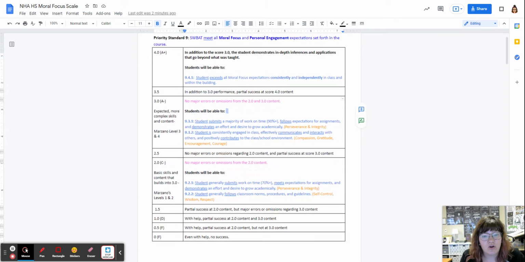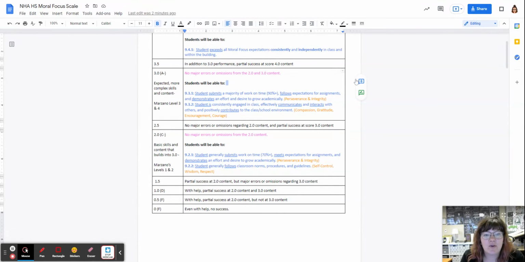So taking a look, our goal is for students to hit that college ready or 3.0 scale. 9.3.1 states that a student submits a majority of their work on time, 90% or more, follows the expectations for assignments, and demonstrates an effort and desire to grow academically. This is how they show both perseverance and integrity.